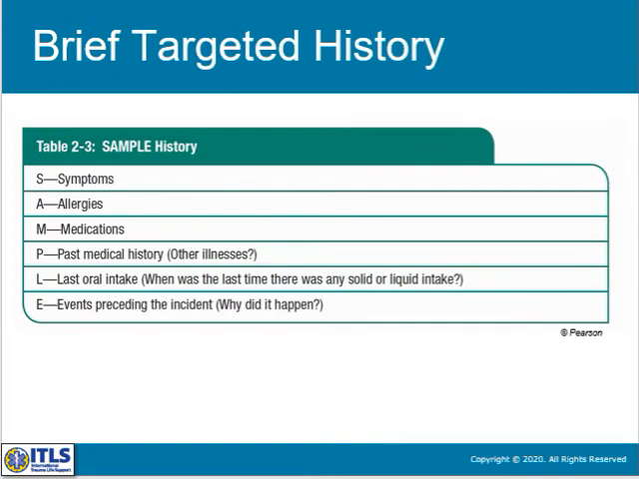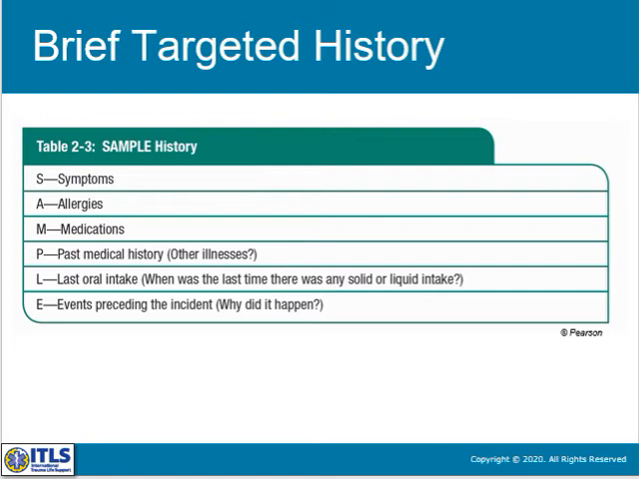So here's your SAMPLE history that will be obtained during your exam. It's part of your primary survey if you can get it. If not, you can delegate it off and have somebody get that for you. If information must be gathered from bystanders, you can do that. Try to get as much as you can. I know sometimes it's impossible to get these SAMPLE histories, but they do help.